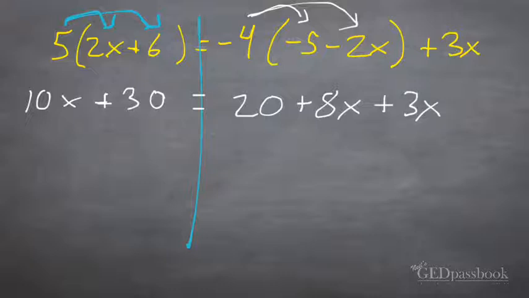Is there anything else you could do? Yeah, this one continues on. You could simplify even more. You could combine the 8x and the 3x, right? So what does my new problem look like here? 20. What's 8x plus 3x? Positive 11x.